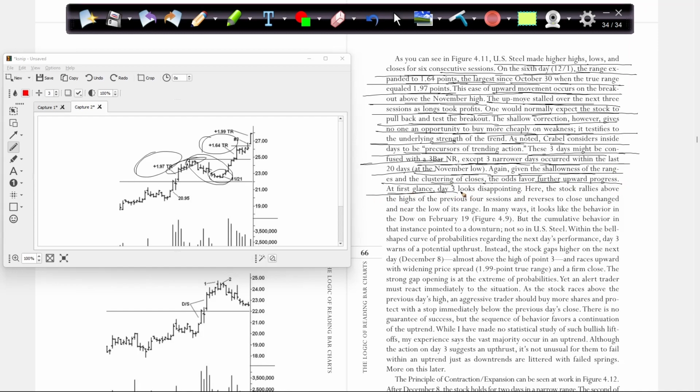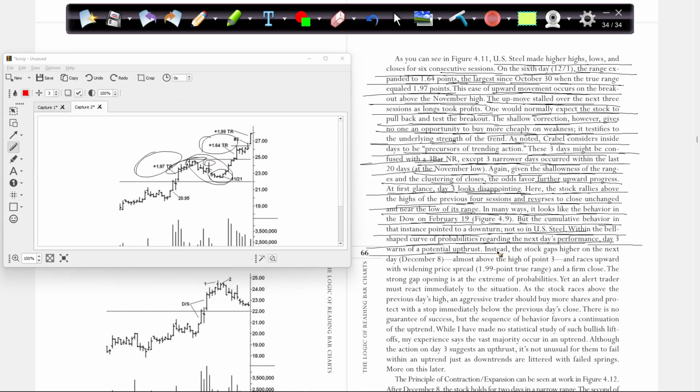At first glance, day 3 looks disappointing. Here, the stock rallies above the high of the previous 4 sessions and reverses to close unchanged and near the low of its range. In many ways, it looks like the behavior on February 19, figure 4.9. But the cumulative behavior in that instance pointed to a downturn. Not so in US Steel, still within the bell-shaped curve of probabilities regarding the next day's performance. Day 3 warns of a potential upthrust.